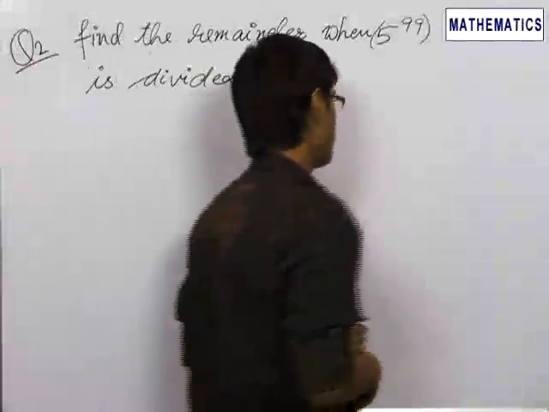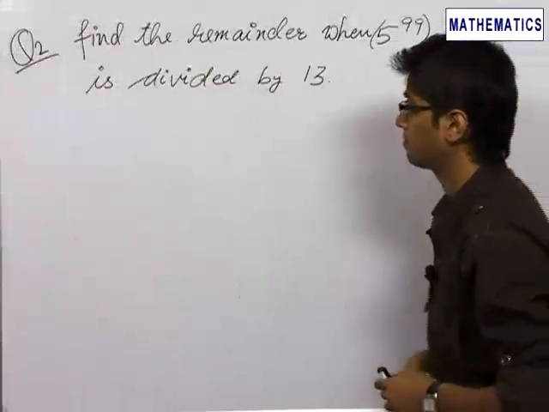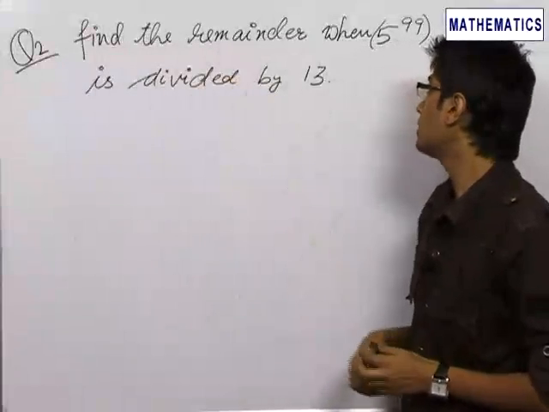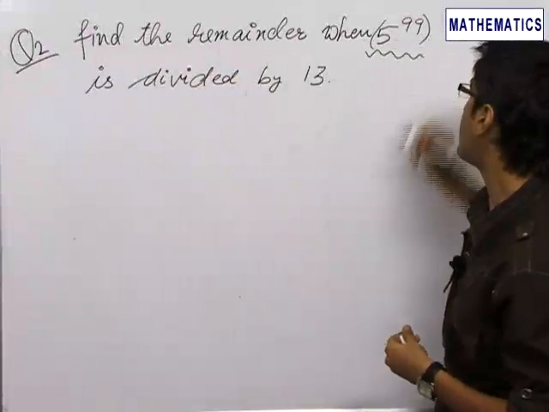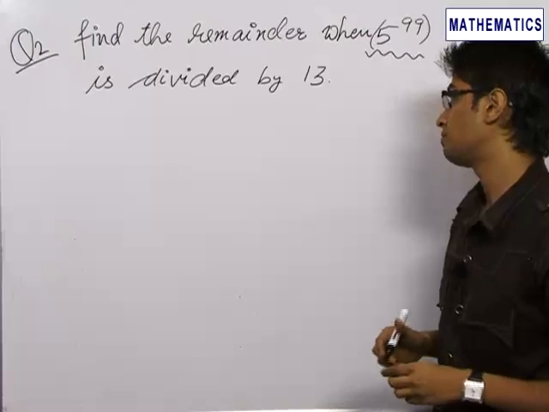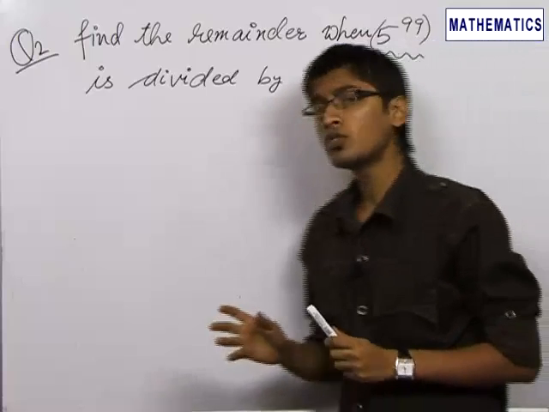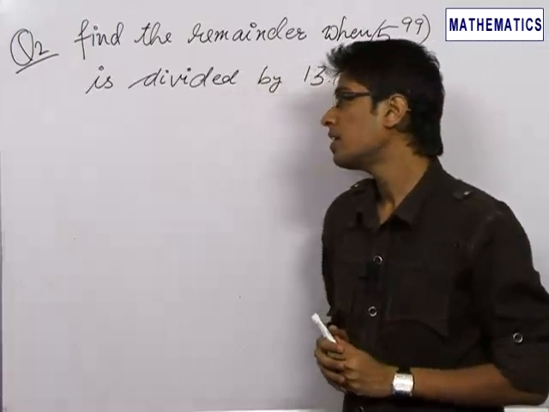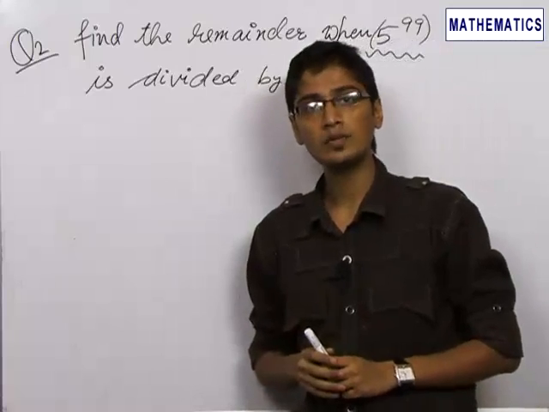Our second question is a very tricky and intelligent question. We want to find the remainder when the number 5 power 99 is divided by 13. Now this question appears to be very tricky, but it can be very easily solved using the concepts of binomial theorem.